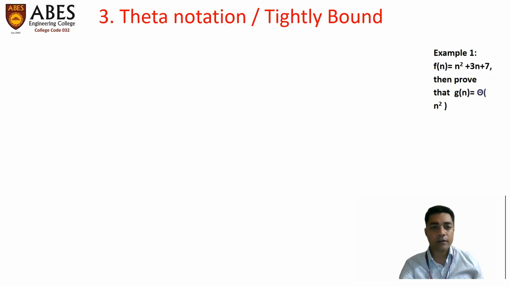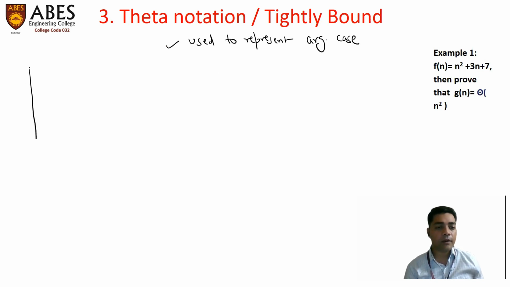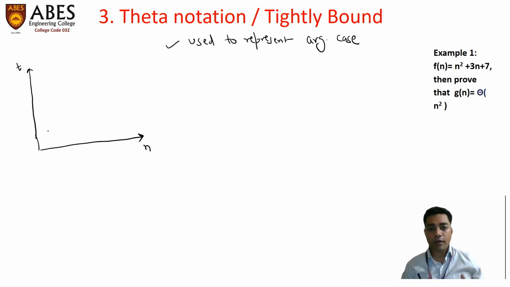Moving on, let's see the third notation, theta notation. Now this theta notation is used to represent the average case. We are not always able to find the average case, but let's represent it mathematically. This is the number of inputs against time. Now average case means all the cases from the best case to the worst case. I have to find a mathematical formula from the best case to the worst case.